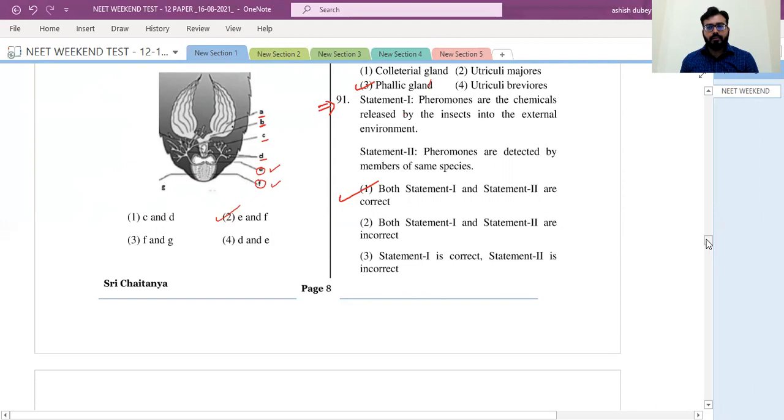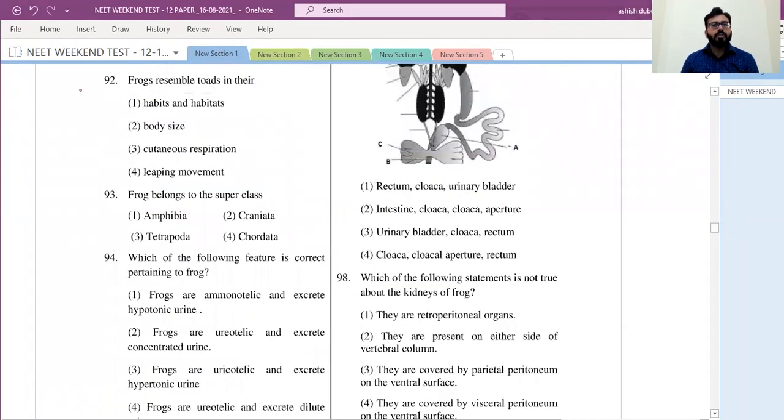92nd question. Frog resembles toad in their habit and habitat, body size, cutaneous respiration, leaping movement. Toads are not always found near a water body, and the size of toad is also variable. Cutaneous respiration is not a must condition there, but leaping movement is. So the question number 92 answer will be 4th.